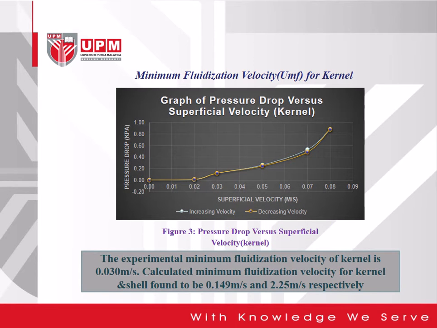The last graph I obtained is the minimum fluidization velocity for kernel. As I mentioned for the shell, we can see the increasing trend and the decreasing trend. They intersect at one point, which is 0.03. So the experimental minimum fluidization velocity of kernel is assumed to be 0.030 meter per second, which is the intersection of the two lines of the graph.